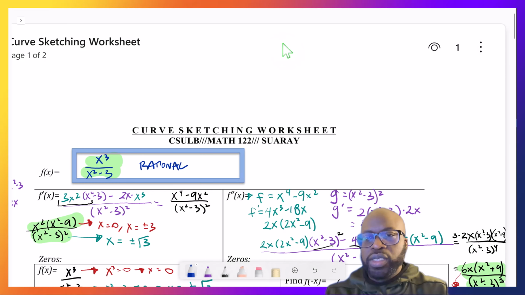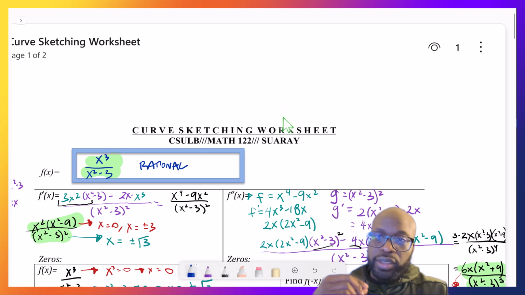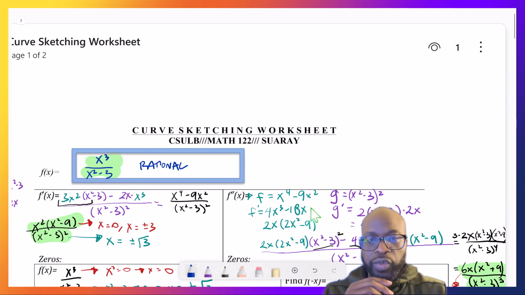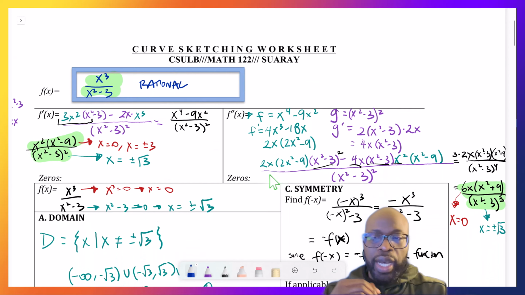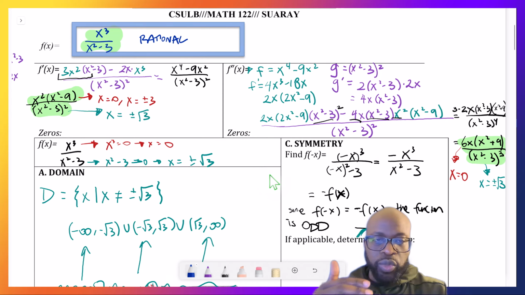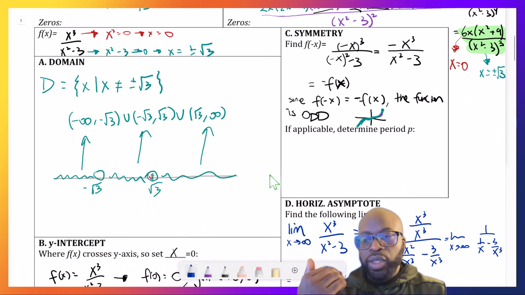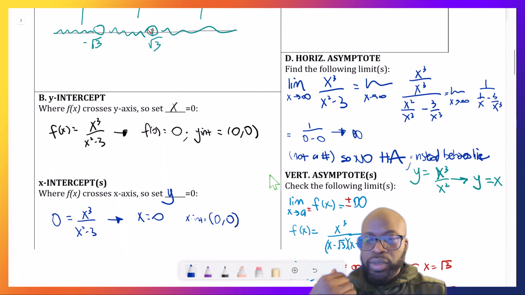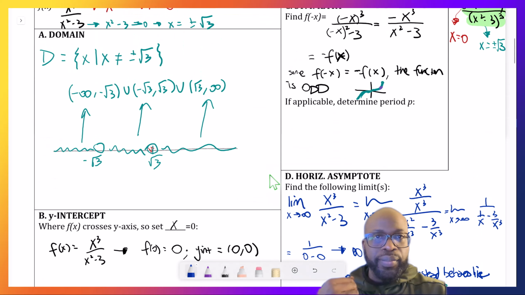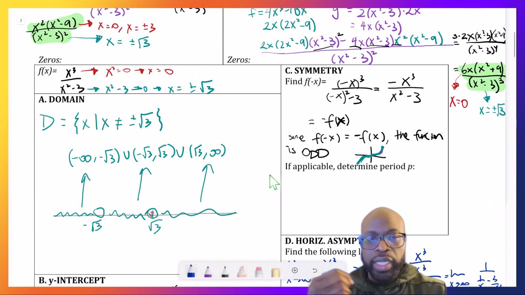All right, so let's close the cycle. For this function, we'll be looking at curve sketching. And what function are we talking about? The rational function x cubed over x squared minus 3 has been the star of the show. We ran through derivatives, identified the zeros of the derivatives, numerator and denominator. We looked at the domain, the intercepts, x and y. Symmetry, odd, even, or periodic.